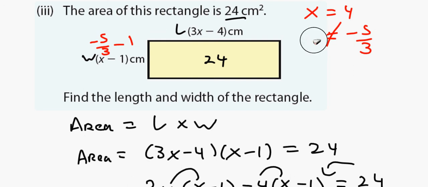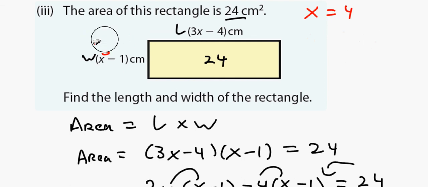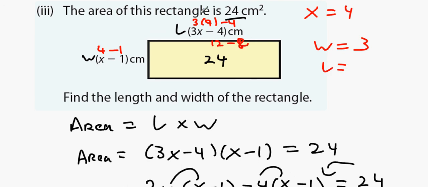Now when x is equal to 4, the width is 4 minus 1. So the width is equal to 3. The length is going to be 3 times 4 minus 4, which is going to be 12 minus 4, so the length will be 8. Okay? So length will be equal to 8.